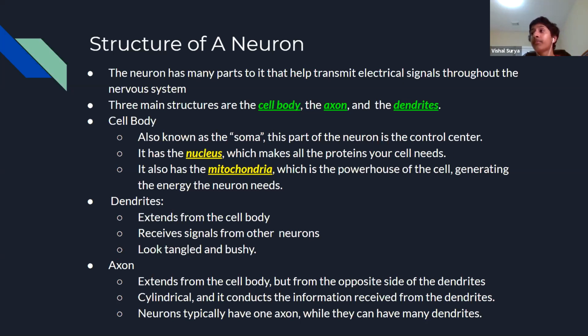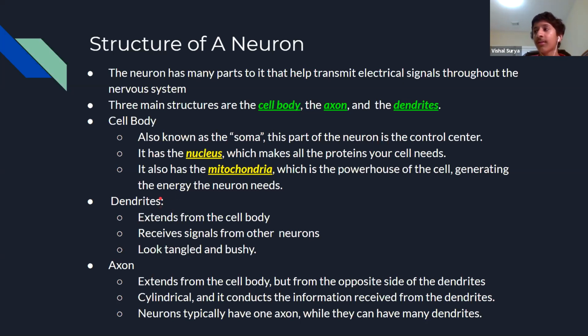It also has the mitochondria, which is known as the powerhouse of the cell, generating the energy that the neuron needs to keep its functions going, because the neuron is constantly active for the majority of the time, constantly firing electrical signals. So it needs a lot of energy, which is where the mitochondria come into place.